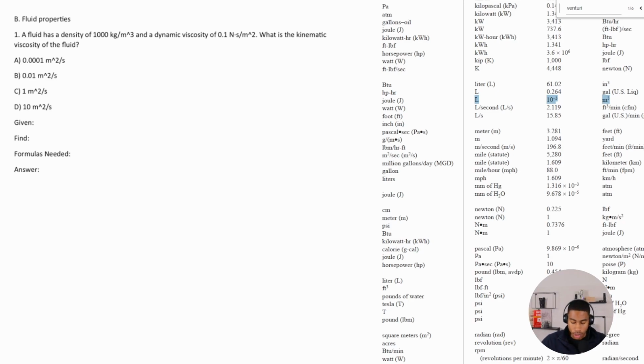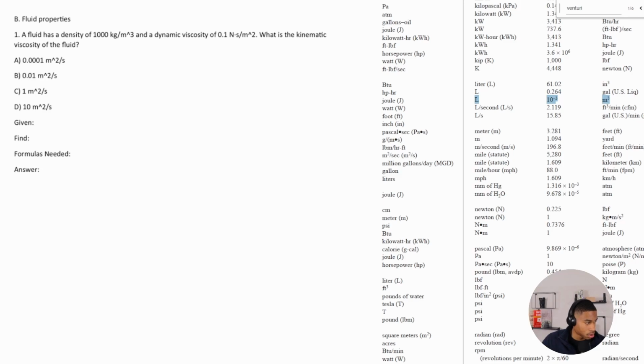So number one says a fluid has a density of 1,000 kilograms per meter cubed and a dynamic viscosity of 0.1 Newton seconds over meter squared. What is the kinematic viscosity of the fluid?